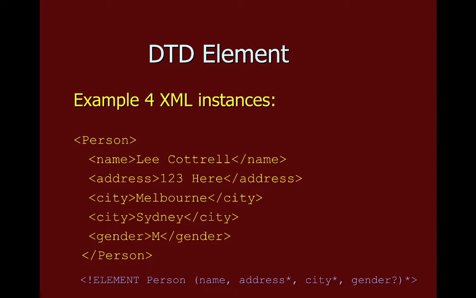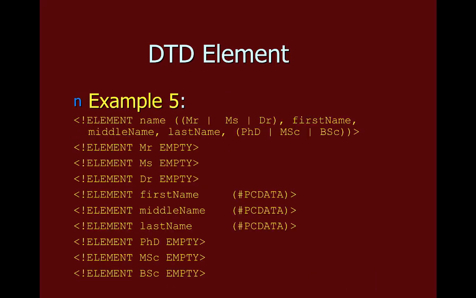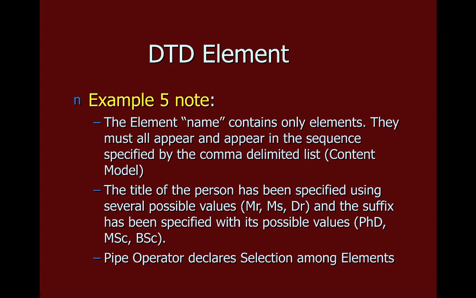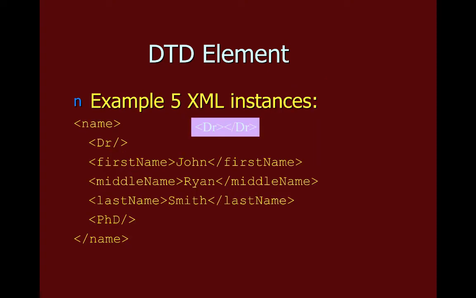City is city star, that means 0 or more occurrences of the city elements. Here there's 2, that's fine. Gender is 0 or 1 occurrences, and there's 1 occurrence there, so it's fine. Here's another example. You have a name and then Mr., Miss, or Doctor, and then followed by those elements. Some of them are empty, that means there's nothing contained in that element. So here's an example of the dr element. And you notice that you have something called dr slash, and that's just an abbreviation for the start tag followed by the end tag with nothing in between.